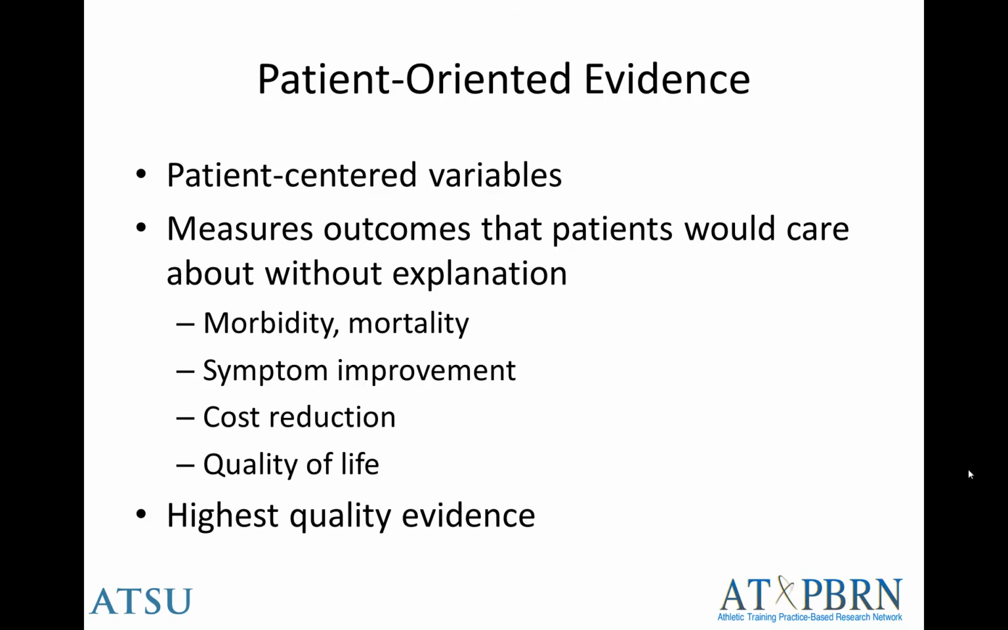Now, patient-oriented evidence refers to patient-centered variables. These dependent variables or outcome measures are those that patients would care about without explanation. With an athletic population, and one that athletic trainers deal with on a regular basis, this may include return to play or the ability to participate in their sport or physical activity. Across healthcare, patient-oriented evidence can also be seen as morbidity or mortality, symptom improvement or lack of symptom improvement, cost reduction, especially out-of-pocket expenses for patients, as well as quality of life. Now, patient-oriented evidence tends to be higher quality evidence because these variables are things that matter to patients.